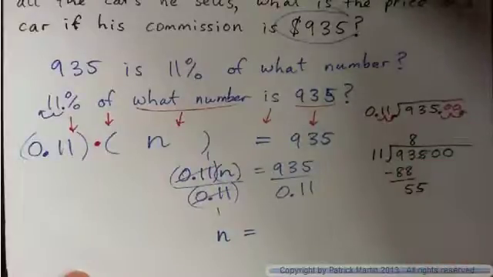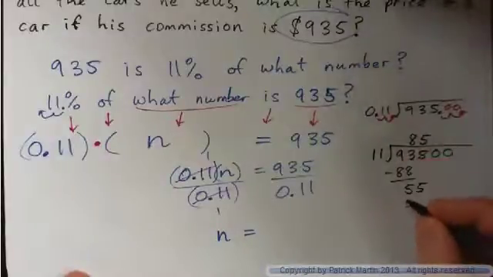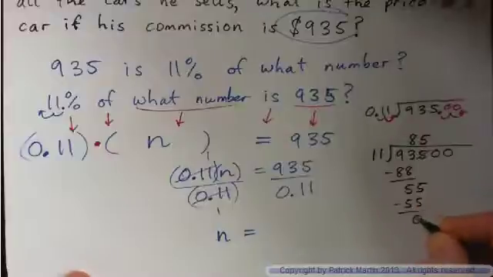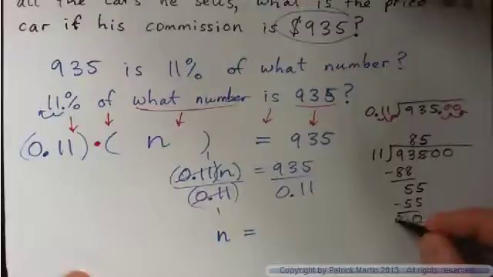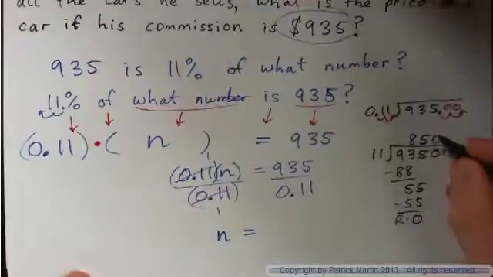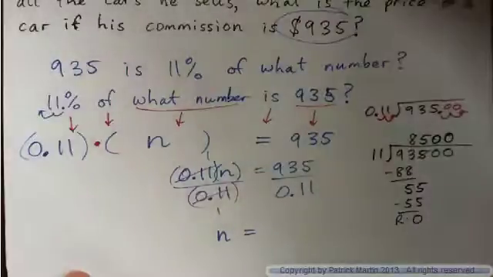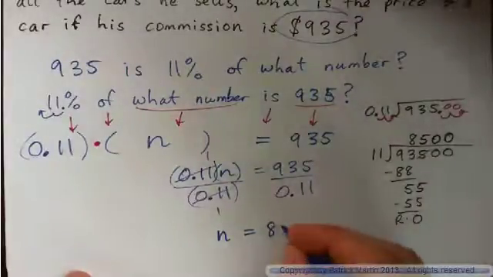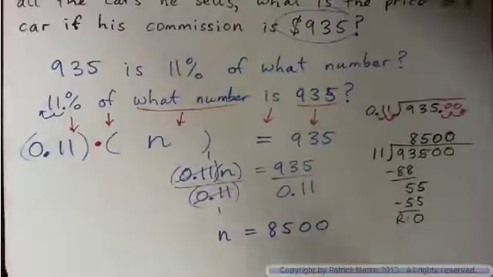What's 11 into 55? 5, right? 5 11s is 55. Subtract, 0. And 11 into 0 goes 0 times, and 11 into the next 0 goes 0 times, so you still need a couple of zeros at the end, don't forget that. Okay, so we end up with N equals 8500. What does N represent?